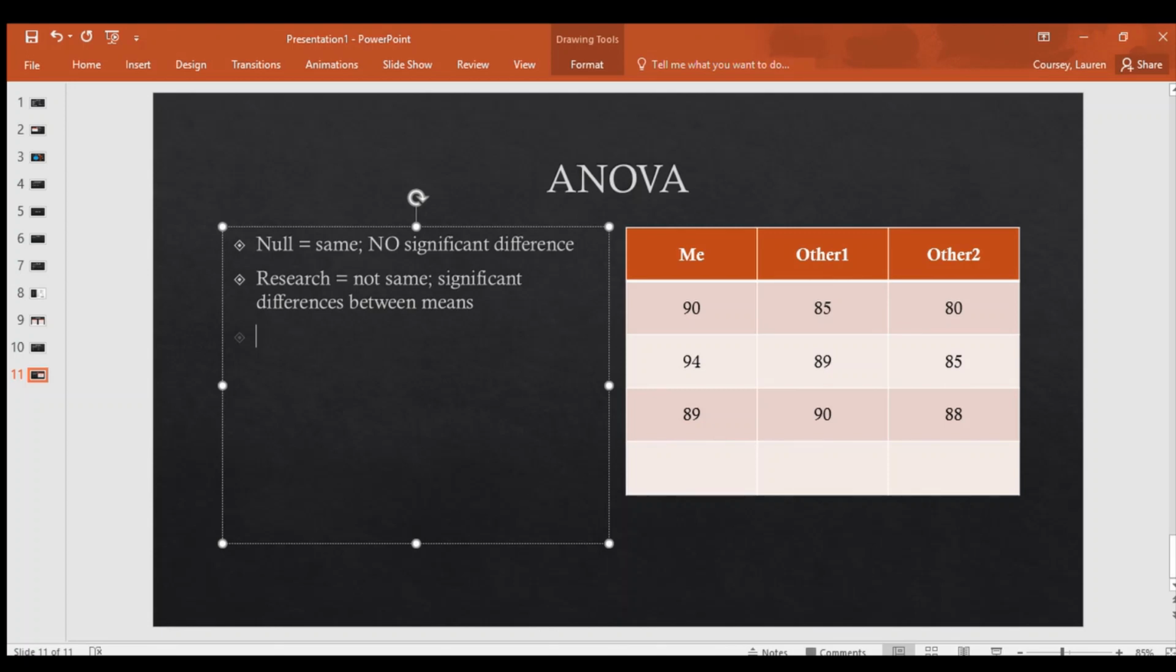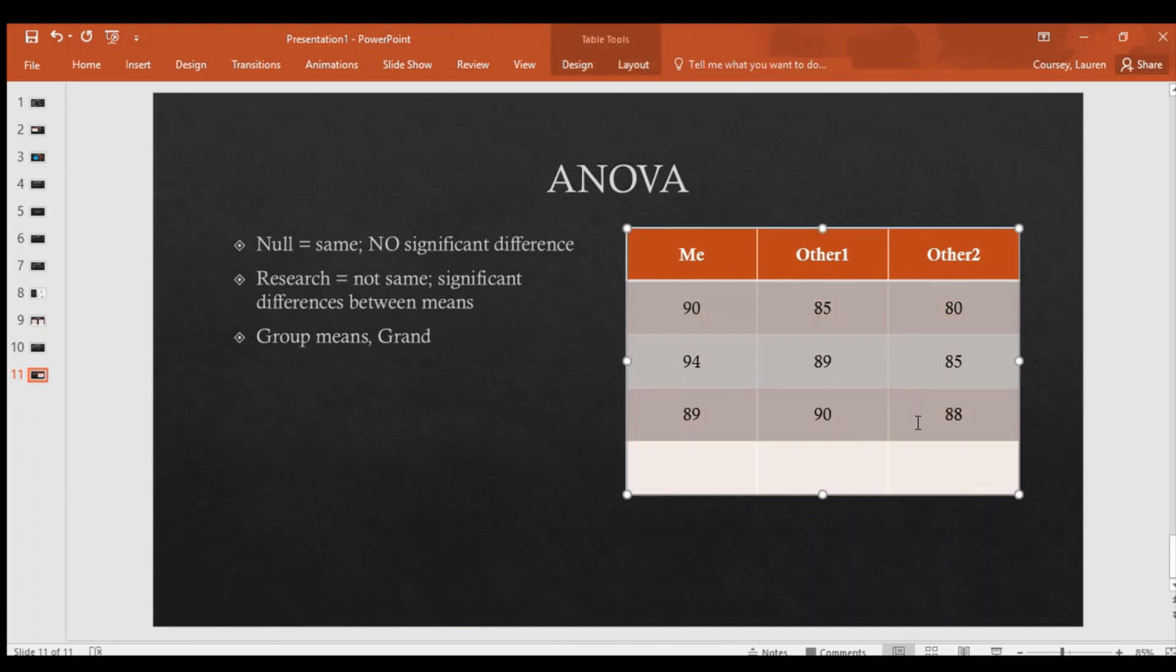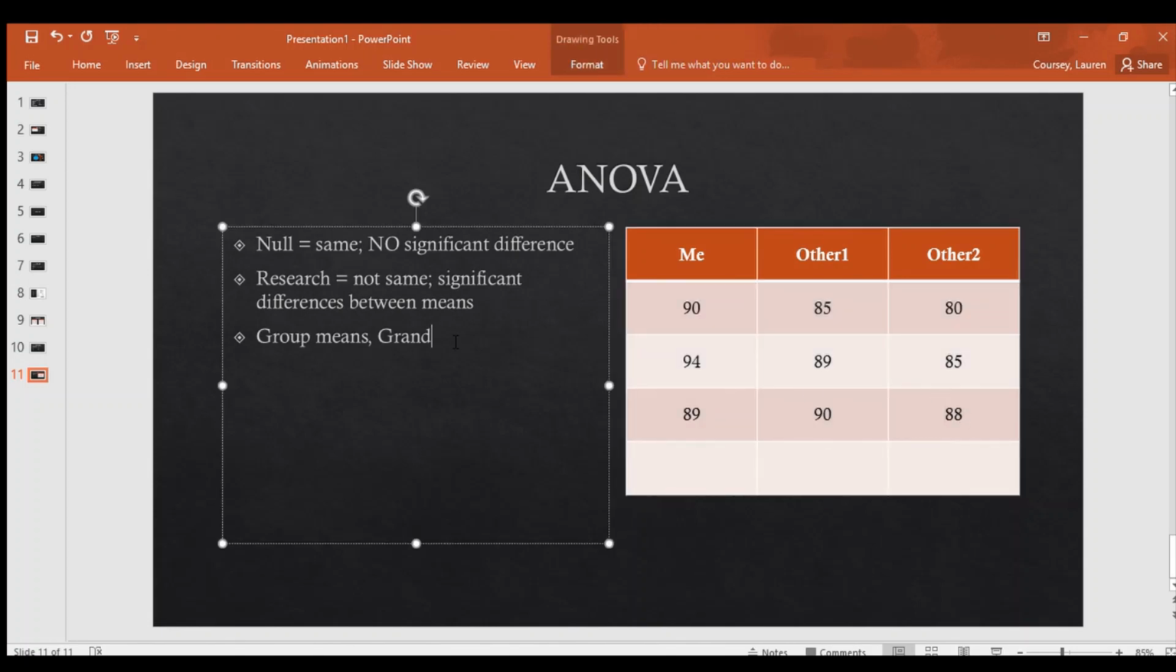So just like we did before, we want to compare these 3 groups. And our research hypothesis is that at least one of these groups is significantly different. The mean of one of these groups is significantly different from at least one of the others. We'll have a few steps here, but a couple of things that we'll want to do is first calculate means. So we'll want to get group means for each of my 3 groups. I'll also want to get what's called a grand mean, which would be the mean of all 9 of these scores. So I'd add all 9 of these together and divide by 9 to get my grand mean.